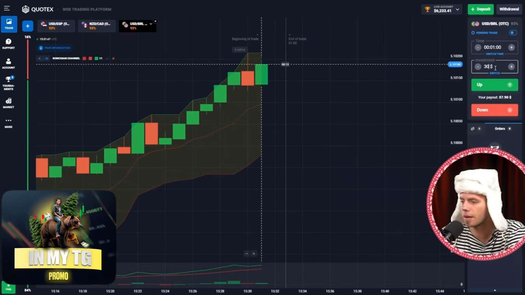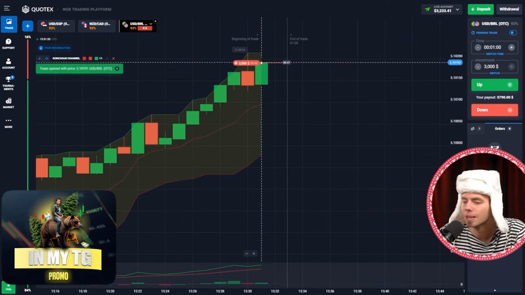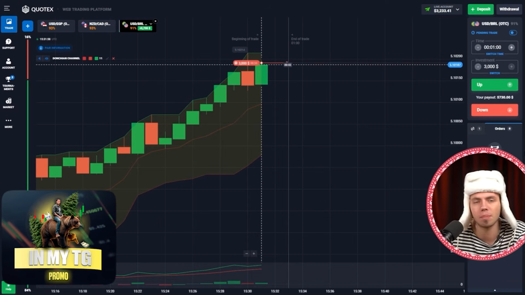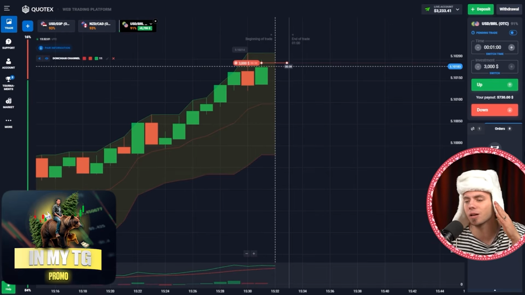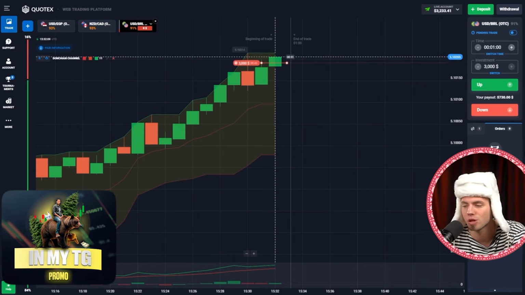Okay, let's set the amount 3,000, and we are opening a sell trade over here, guys. If you take a look at all these situations happening in the last time, this trade and the previous couple of trades are pretty similar, because here we have the upgoing trend, and we enter at the very moment when the price should reverse, because we are in an overbought zone.